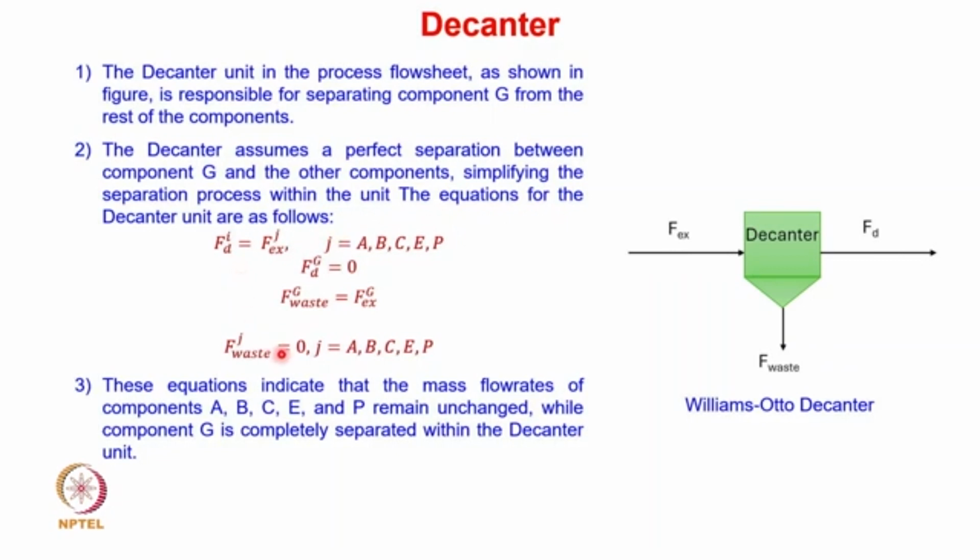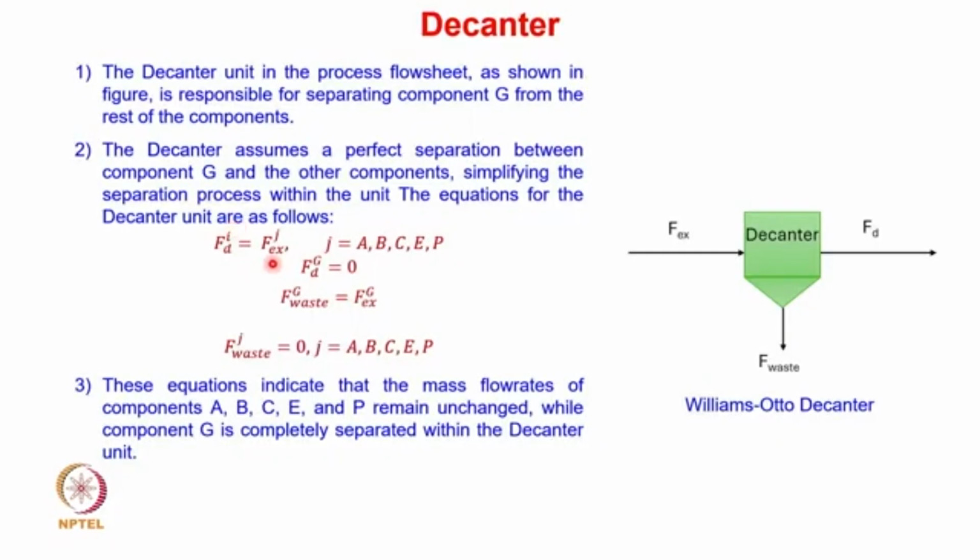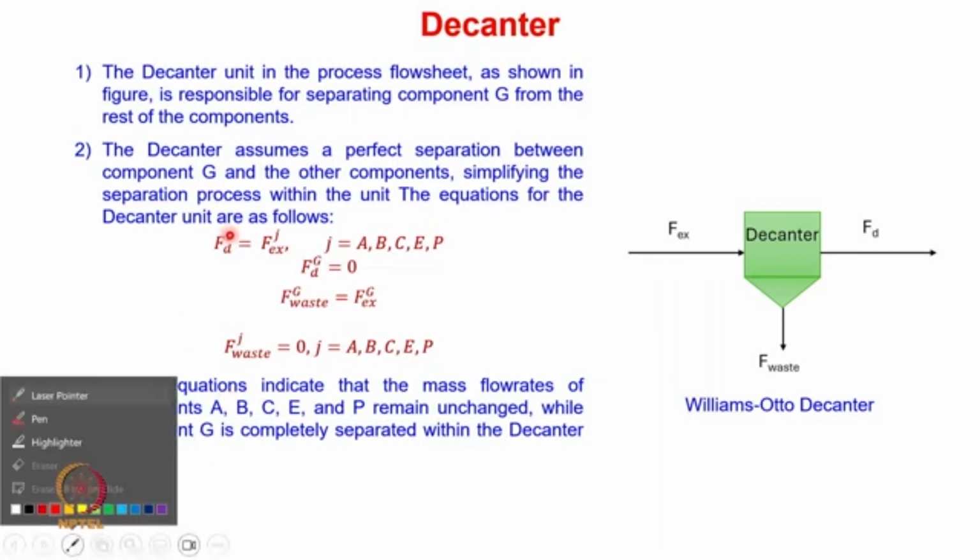So you can see that in this case, the mass flow rates of all the components except G are the same as whatever we have obtained after the heat exchanger. So that is why FDI is the same as FJEX. So you can see that the mass flow rate of all the components is the same in this case. Okay. Now this will be FJ.